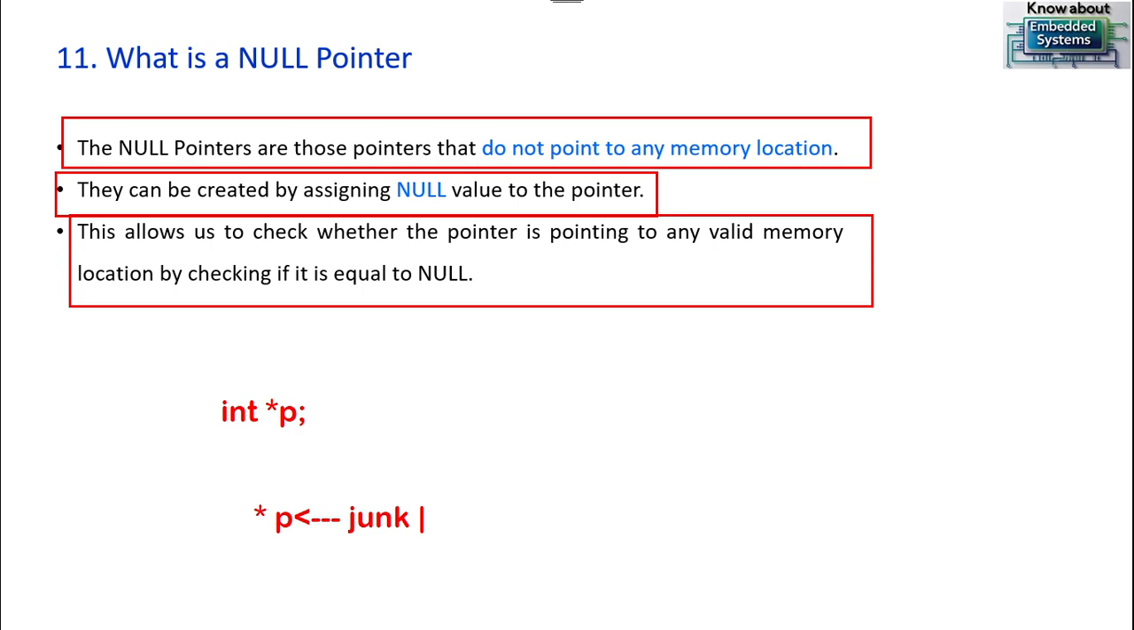This should not happen. So whenever you create a pointer for the first time, you can just use this NULL, so that your pointer will not point to anything. It will always point to 0 or NULL. So this is the use of a null pointer. First, it is used to create a pointer that does not point to any memory location, and also it is used to protect your pointer from an unwanted junk address.